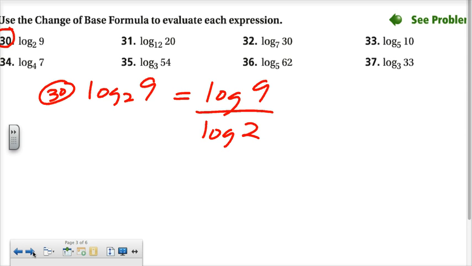All right, there we go. Generally, we go 4 decimal places on these. So we have 3.169925, so it'll be 3.1699 for our logarithm answer.